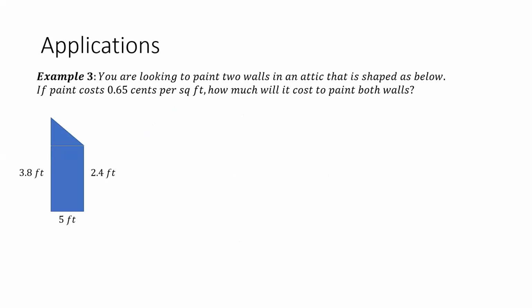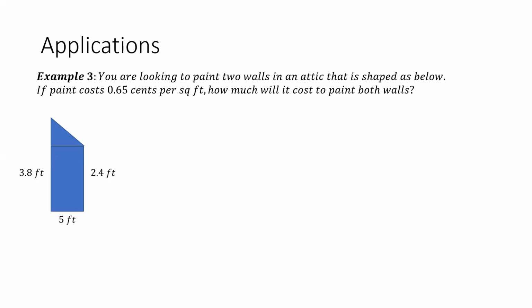So to see this in practice, let's say that we are dealing with a trapezoid here. We're looking to paint two walls in an attic that is shaped as below. If paint costs 0.65 cents per square foot, how much will it cost to paint both walls? Again, we have to be a little bit careful as we're reading it as a word problem. This shape that we have displayed is only one of two walls. So whenever we get towards the end, we just have to make sure that we are multiplying by 2.